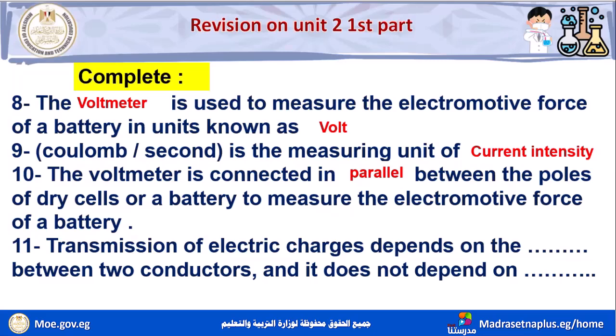Number 11, transmission of electric charge depends on the potential difference between two conductors, and it does not depend on the quantity of charge.